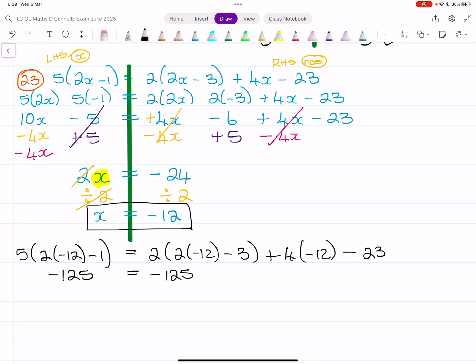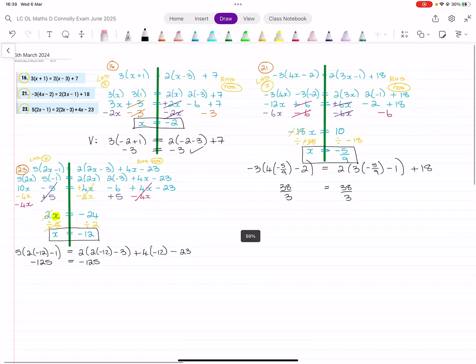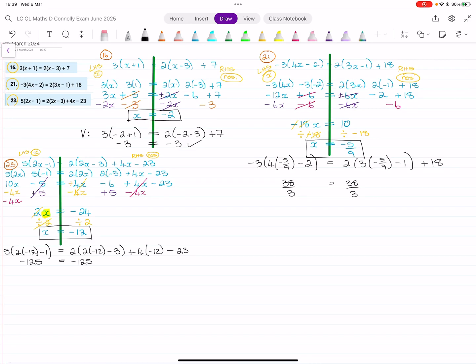Okay, so there's 3 examples, and then at least if in a couple of weeks' time you've forgotten how to do it, at least you have these to look back on rather than just the finished solutions. All right, I hope it helps.